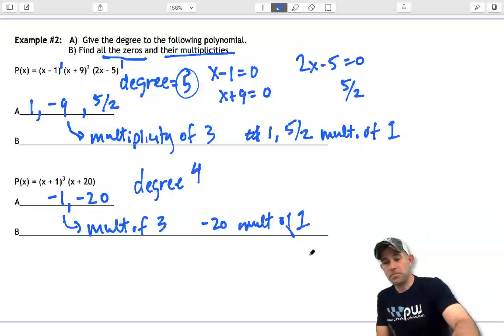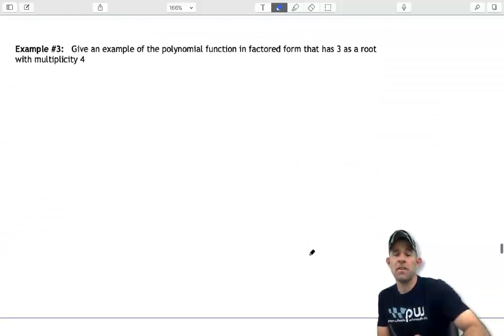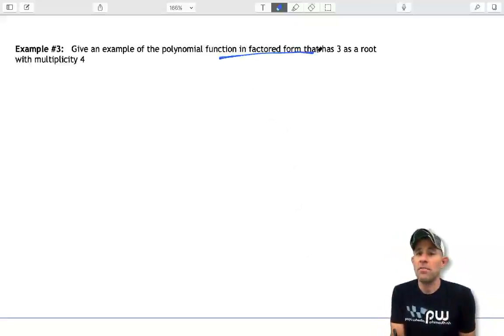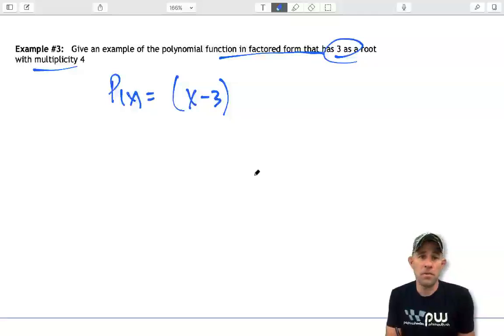All right. Let's do one final example here for today. It says, give an example of a polynomial function in factored form that has 3 as a root with multiplicity 4. So we'll take our polynomial p of x, and I want it to have 3 as a root. So that means x minus 3 must be a factor. It's got to have multiplicity of 4, so that means the exponent needs to be 4.